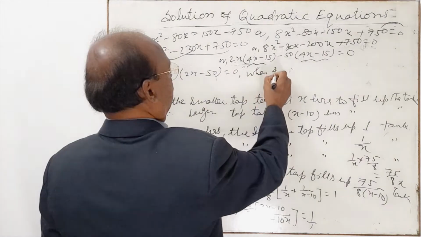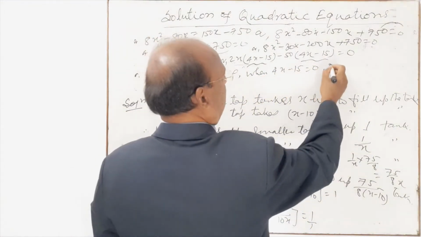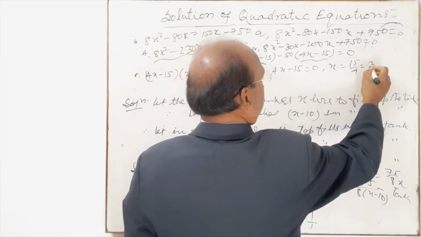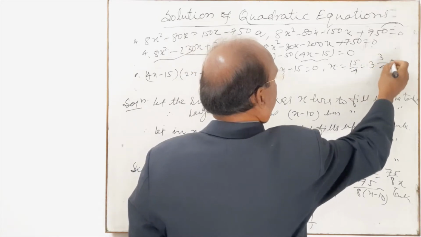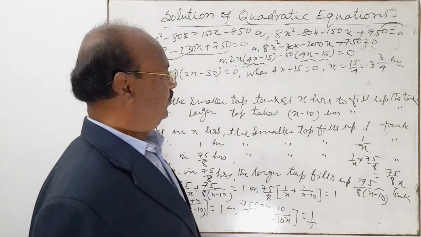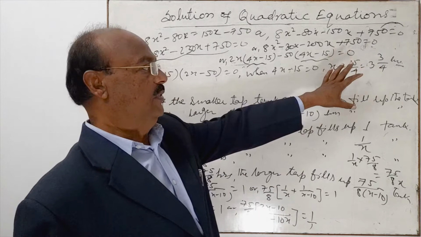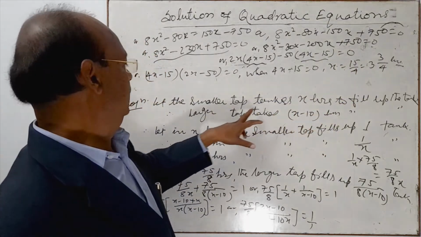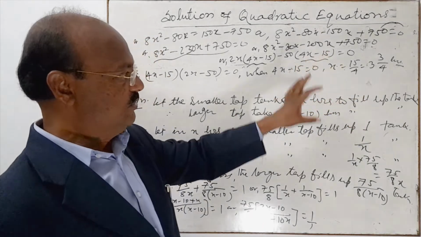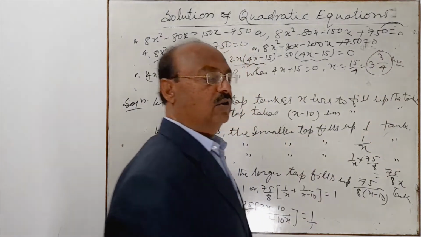When 4x − 15 is equal to 0, you will get x is equal to 15/4, which means 3 and 3/4 hours. It means the smaller tap takes 3 and 3/4 hours to fill up the tank completely, as we supposed earlier that the smaller tap takes x hours to fill up the tank. But here we should note that this value cannot be accepted.